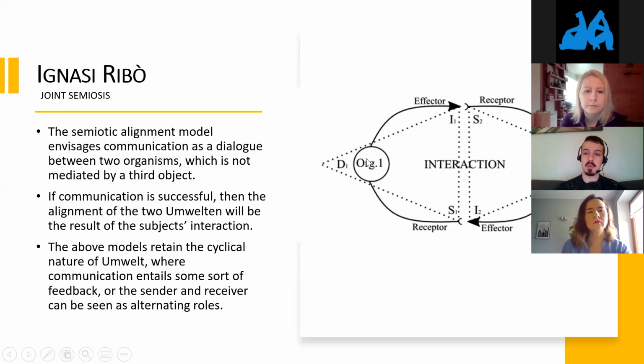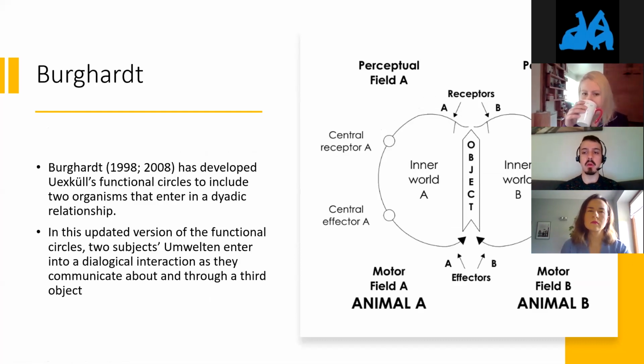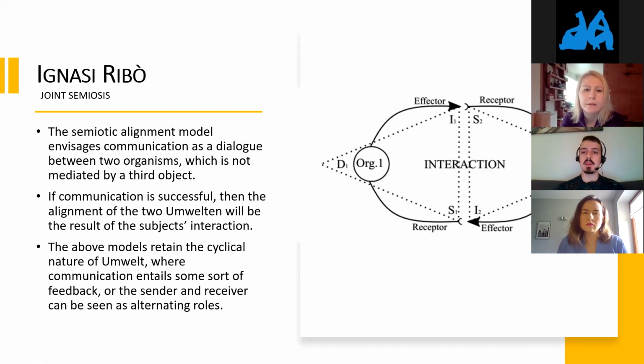The model, like the previous one by Burgert, retains this cyclical idea of communication, or feedback loop, where you can mostly distinguish between a sender and a receiver. In cyclical models, the two roles alternate: the two communicators are at one time senders and at another time receivers. This is one of the limits of many of the communication models that we have found, which are either linear, understanding communication as a transmission of messages between a sender and receiver, or cyclical, which is a development of the linear model where the roles alternate.